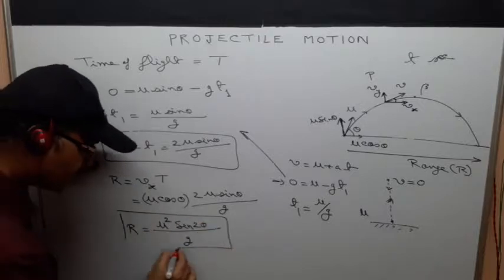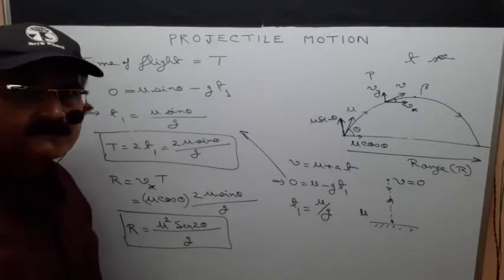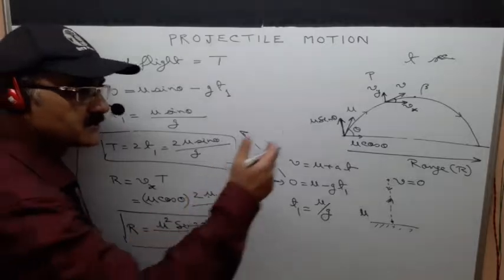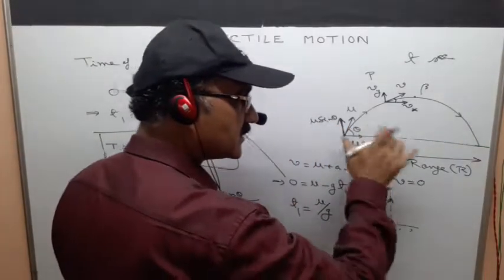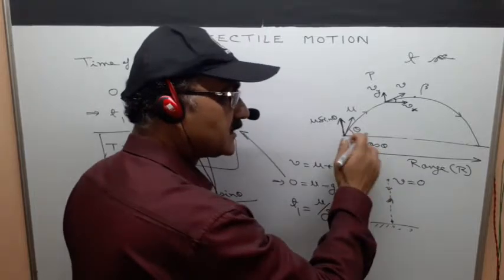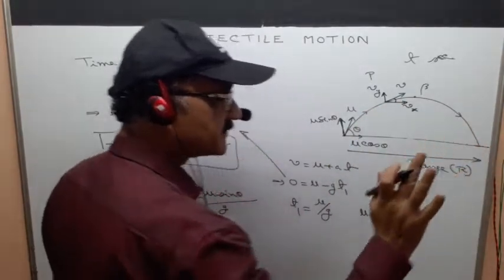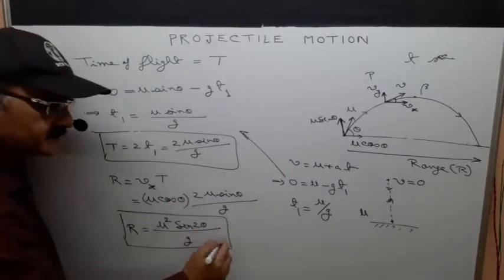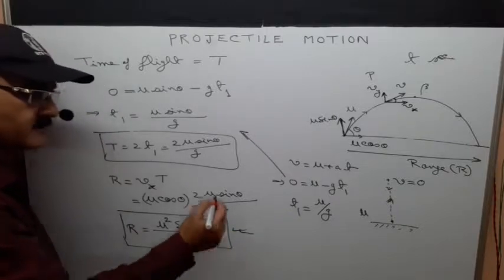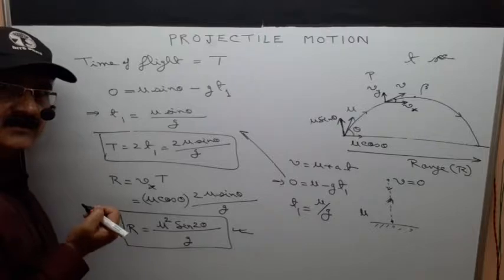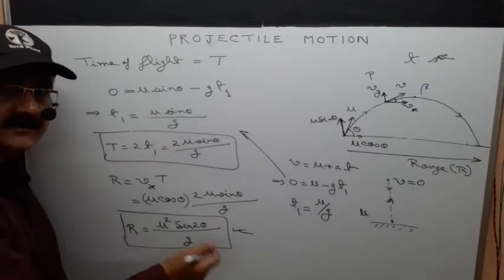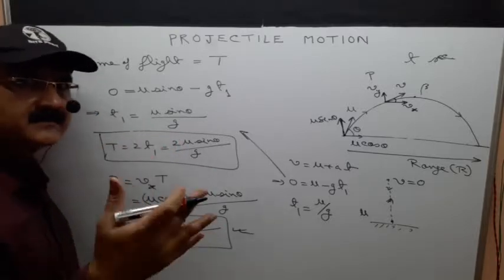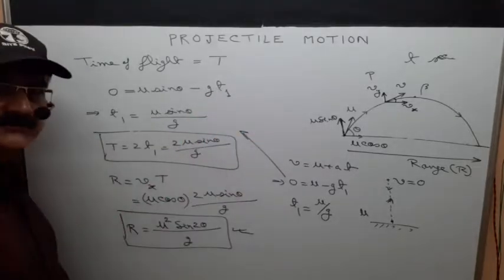So the formula for the range is this. Okay, it's very easy to find. This range, this distance is equal to this velocity multiplied by the time of flight. So we get this. You have to memorize this equation. Okay, and you should also know how to derive it. Clear? For entrance point of view, you have to memorize them. For class 11 final, you should know how to derive them also.